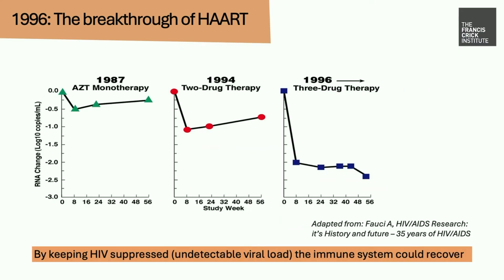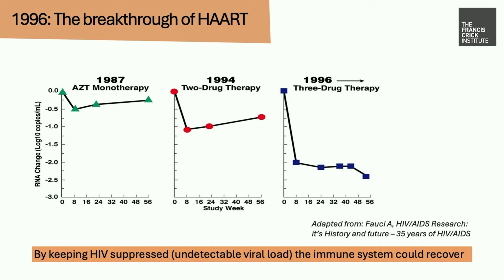And you can see what that did in these graphs here. In the first graph, the green triangles, you can see that if you just give people AZT, then the virus levels drop for a few weeks, but then they start to go back up again as the virus finds ways to get round these drugs and replicate normally. Then in 1994, when we had a new drug, people were given two drugs. This had a bigger effect on the virus. The virus levels dropped more, but they still carried on going back up.